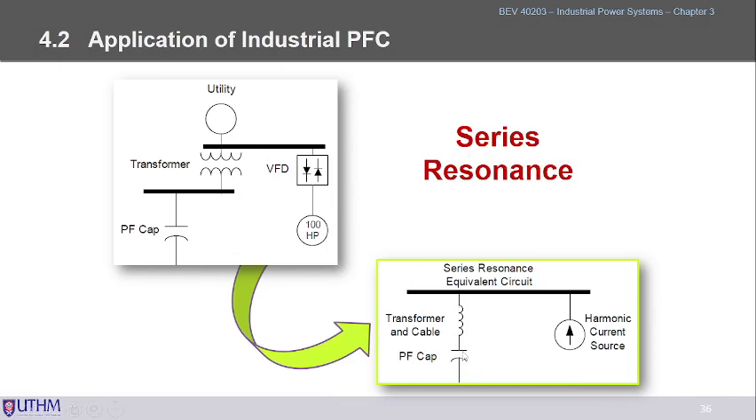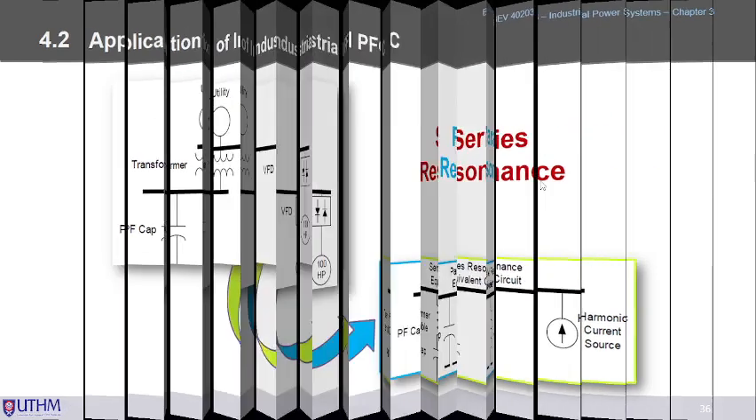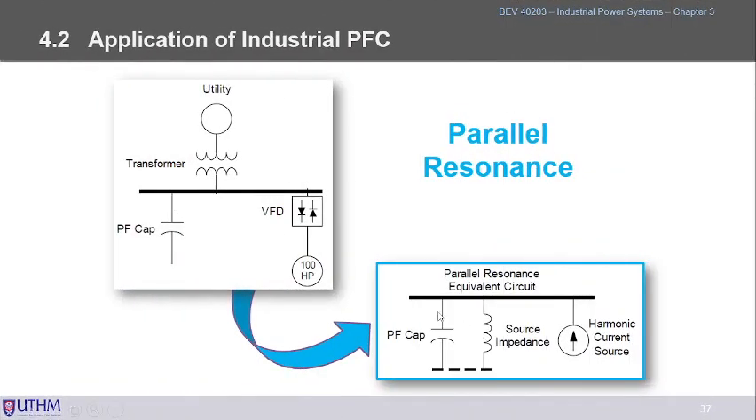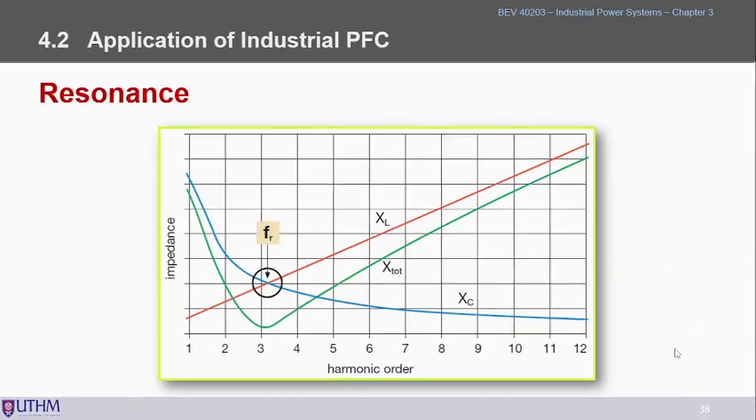Like this here, you have the series resonance. The power factor corrector is in series in the equivalent circuit, in series with our transformer and cables here. And a parallel resonance is where it is parallel. The capacitor here is parallel with the source impedance here, the source impedance including the utility plus the transformer and the cables. So we try to avoid that.